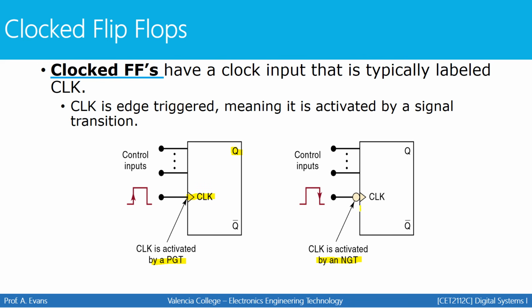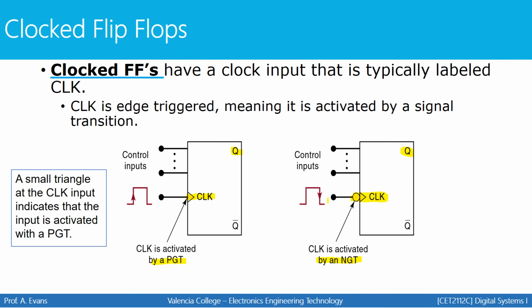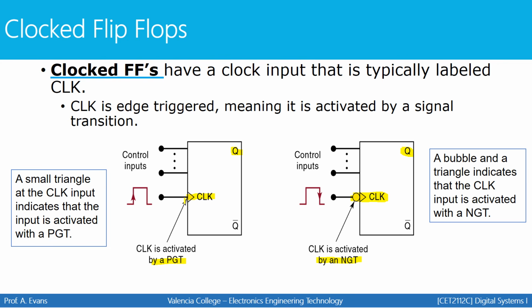If it's activated by a negative transition, you'll have a bubble right in front of the clock input. That lets you know that that flip-flop will not respond. It will not change its output. Q will not do anything until the clock makes a negative transition. So the small triangle is what will tell you where the clock signal goes. Again, no bubble means it is activated by a positive transition. And if you see a bubble, it indicates that the clock input is activated with a negative transition.